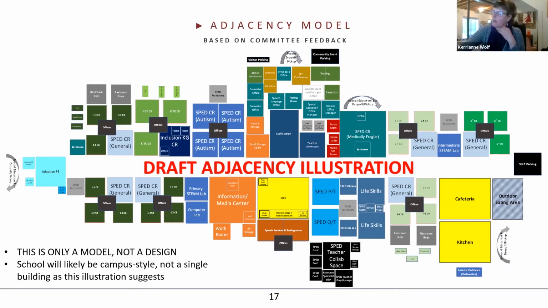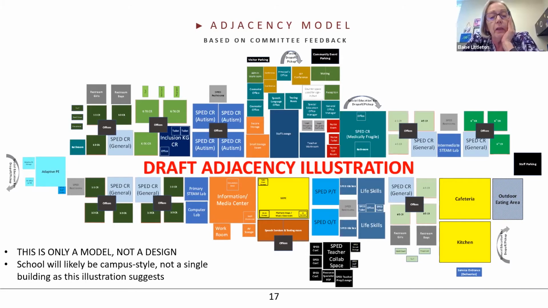Okay. Well, and that was my, okay, so life skills. So that brings up another question for me. I also see that OTPT are next to the multi-purpose room. So talk to me a little bit about the relationship among medically fragile, adaptive PE, OTPT, and life skills.